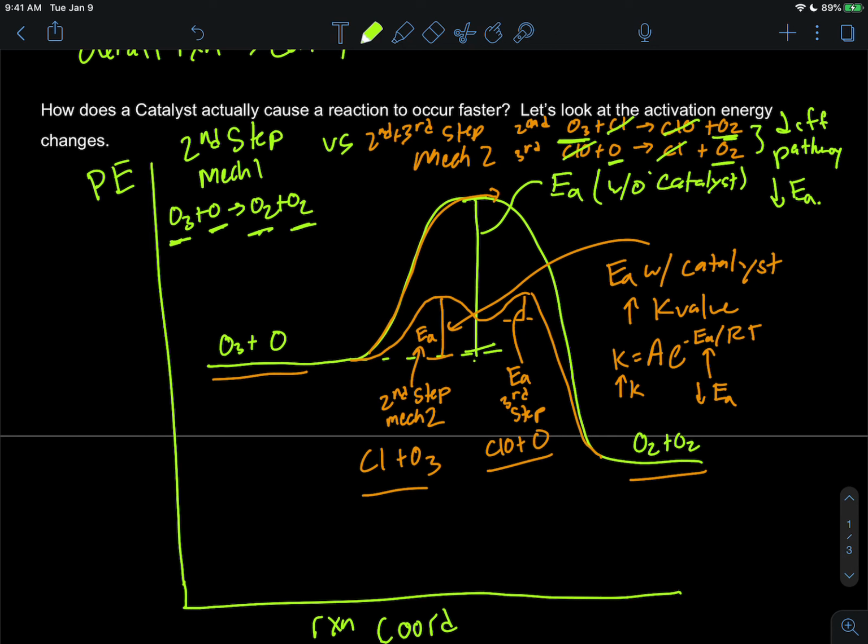So hopefully we have an idea of how a catalyst works, how it actually leads to a faster reaction, and that has a direct consequence of the fact that it has a different path, and that different path has a lower activation energy.